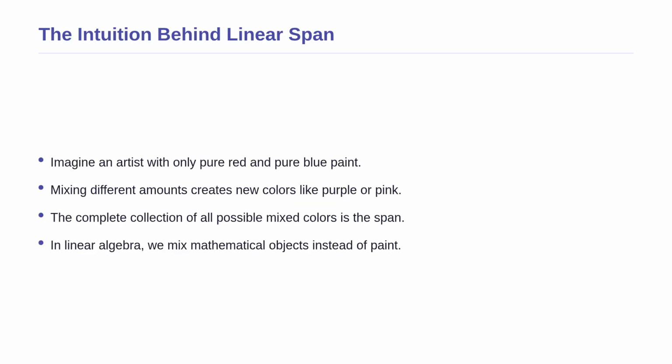Before we look at any math, let us build our intuition. Imagine you are an artist and you only have exactly two tubes of paint, pure red and pure blue. By mixing different amounts of these two colors, you can create a huge variety of new colors like purple, pink, or dark navy. The complete collection of every single color you can possibly mix using only those two tubes is called the span of your paint set. In linear algebra, we do the exact same thing. But instead of mixing paint, we mix mathematical objects called vectors.